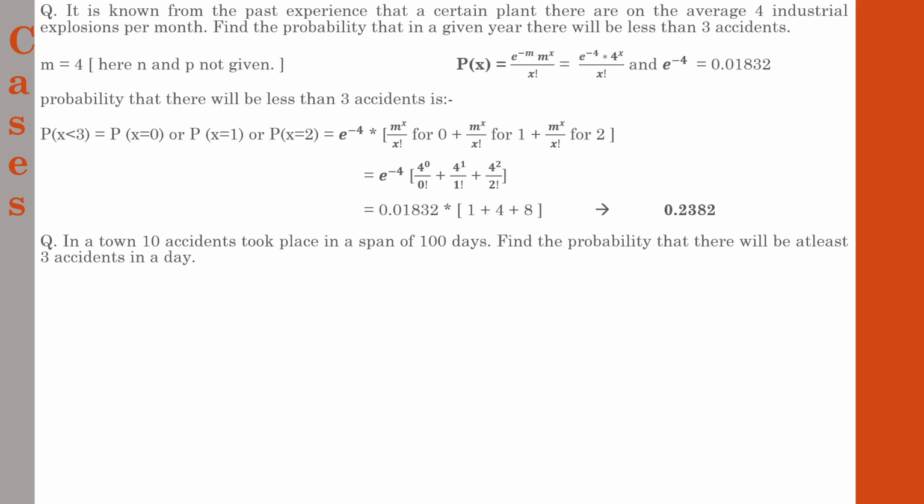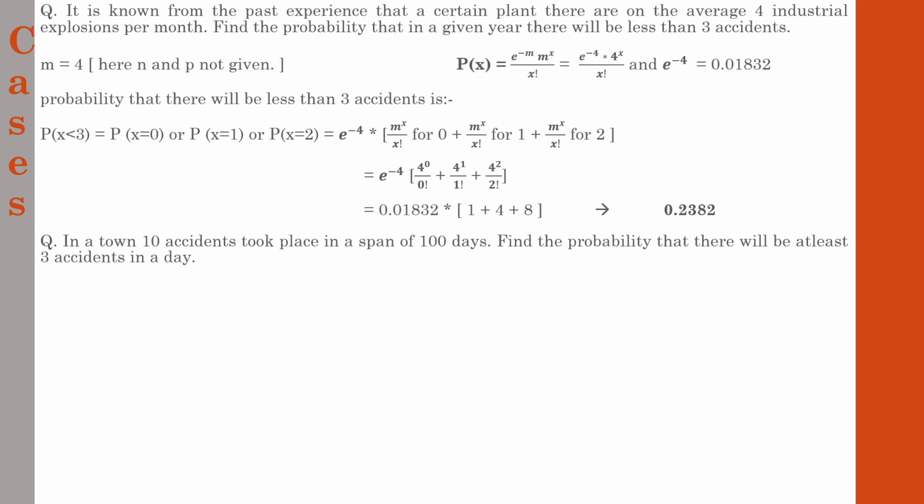It is almost similar to the case which we have learned, but there is a slight change in the terms used in the question. So I hope you know how to find whether the question relates to a Poisson distribution or not. On the basis of the details given, you can understand that it is a case of Poisson distribution. In a town, 10 accidents took place in a span of 100 days. So out of 100, 10 accidents will come. Find the probability that there will be at least 3 accidents in a day. You are asked to find the probability of at least 3 accidents. We will come to that part.